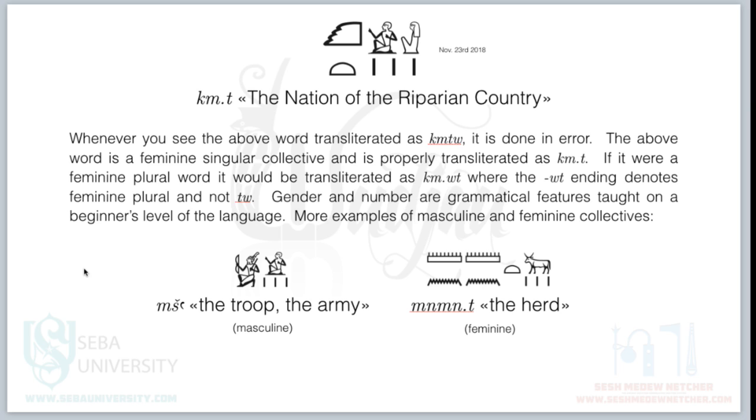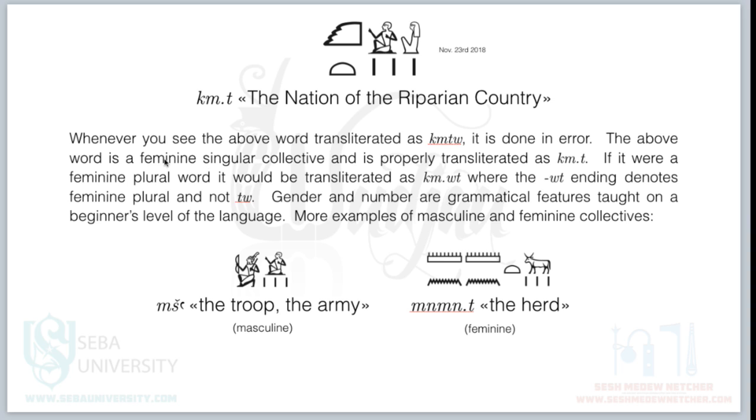So now, in that discussion afterwards, I had posted this particular picture on Facebook, and this is what sparked the conversation that we're having tonight about the feminine plural. And so as you can see, these glyphs here on the screen are the word Kemet. And it means a nation of the riparian country. All right.